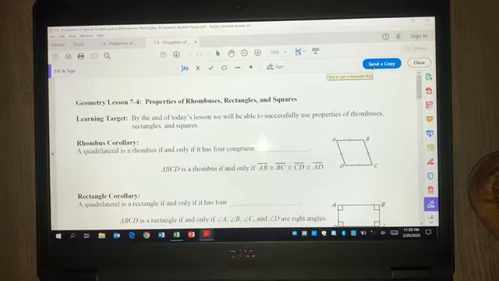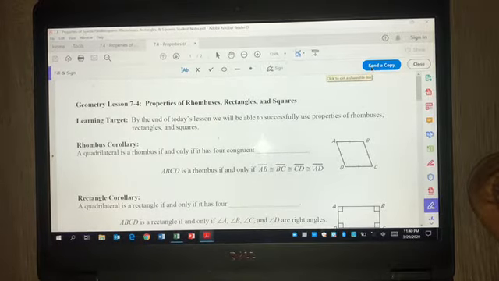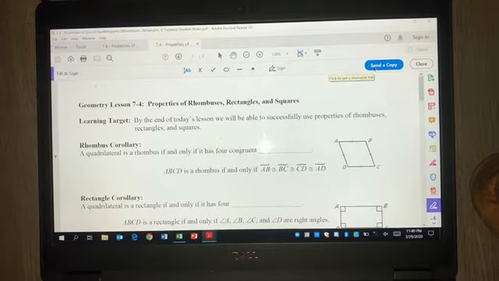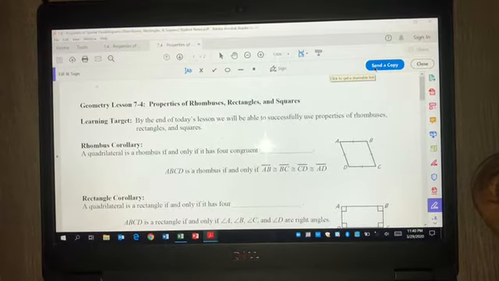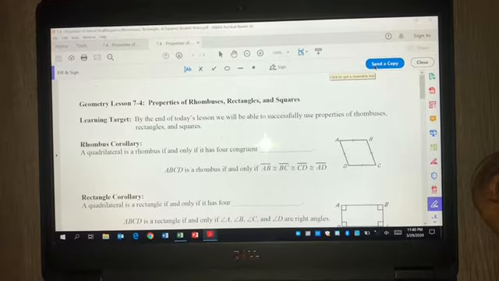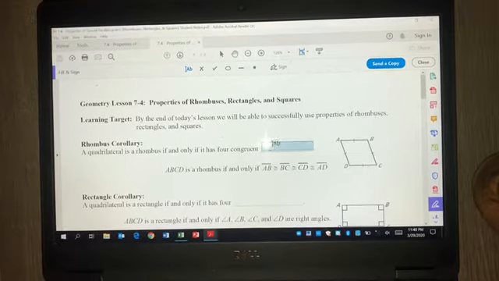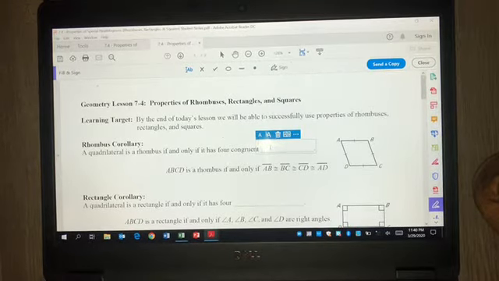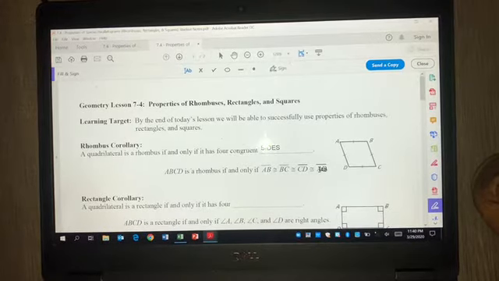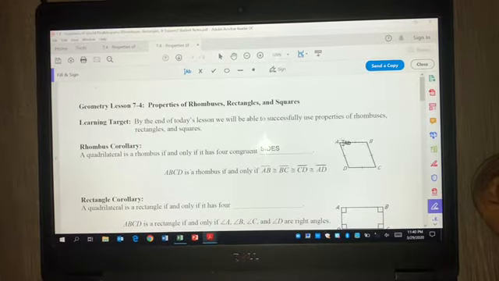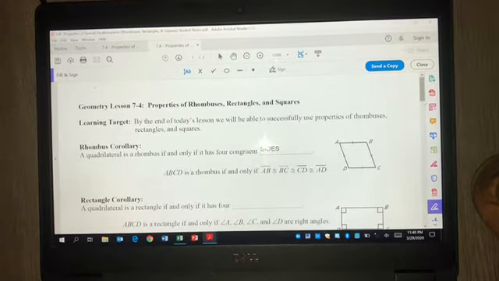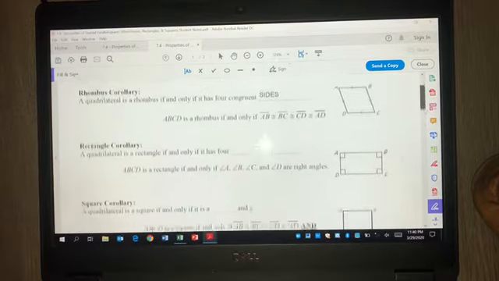The very first item that we're going to talk about is a rhombus corollary, and this is the number one thing that can help you identify what quadrilateral is a rhombus. So a quadrilateral is a rhombus if and only if it has four congruent sides. And we see here in this quadrilateral that AB, BC, CD, and DA are all congruent, which makes it a rhombus.